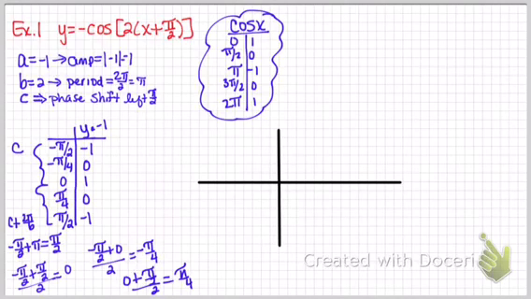Alright, so let's pick our scale. Pi. Alright, so make sure you label the scale so I know what you're using. And then plot your points. So negative pi over 2, negative 1; negative pi over 4, 0; 0, 1; pi over 4, 0; and pi over 2, negative 1. So that is one full period of my graph.